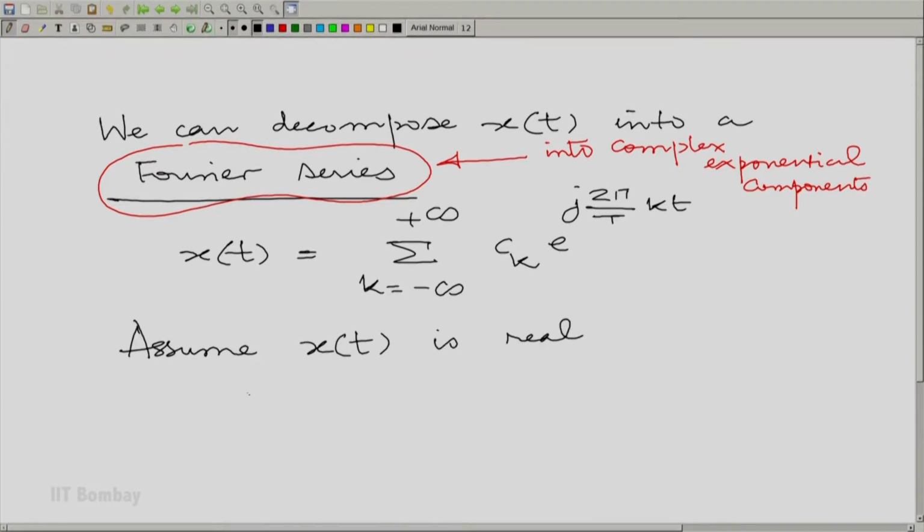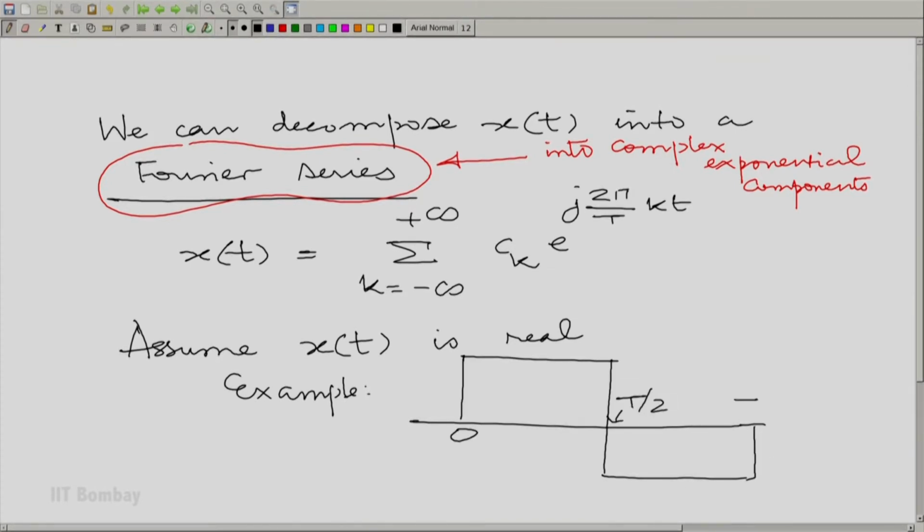Now, let us assume that x(t) is real. So, for example, x(t) could be this, a symmetric square wave. You know how to decompose a symmetric square wave into its Fourier series. We have done that in the last few sessions. We did it in the sinusoidal decomposition context, and we know how to go from a sinusoidal decomposition to a complex exponential decomposition, or if you like, from a complex exponential decomposition to a sinusoidal decomposition. The ideas are very simple. However, we will use the complex exponential decomposition for a good reason.